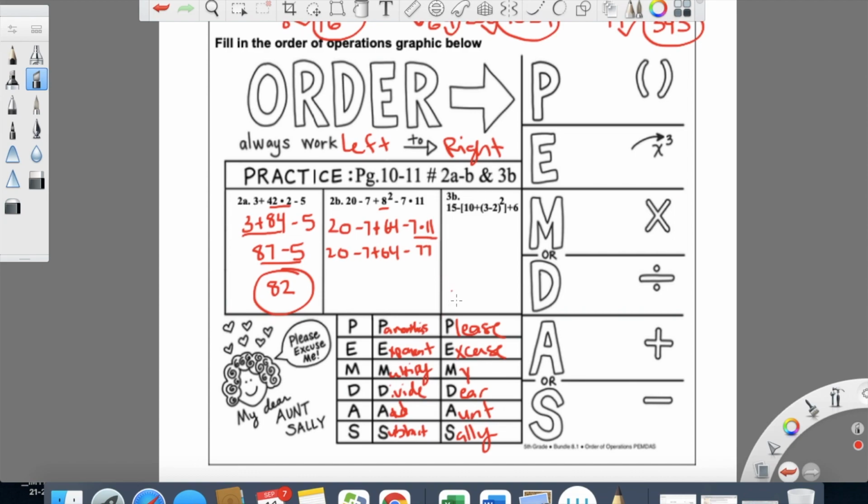All right, so now we're going to do addition or subtraction from left to right. So 20 minus 7, I get 13 plus 64 minus 77. 13 plus 64 is, let's see, 77, and minus 77. So 77 minus 77 is 0. So my answer on that one ends up being 0.